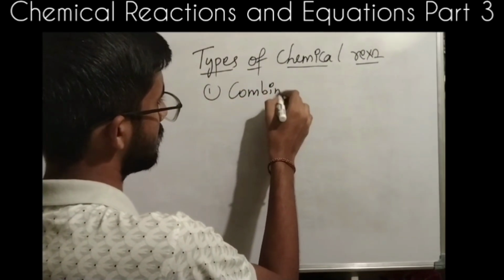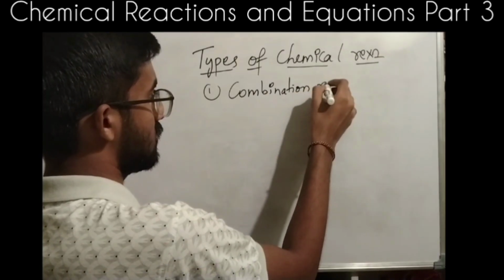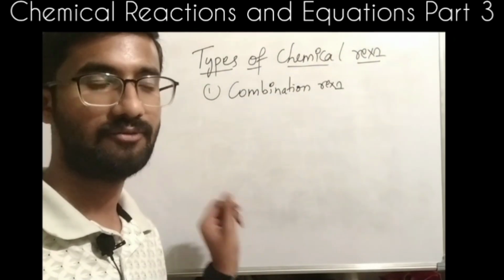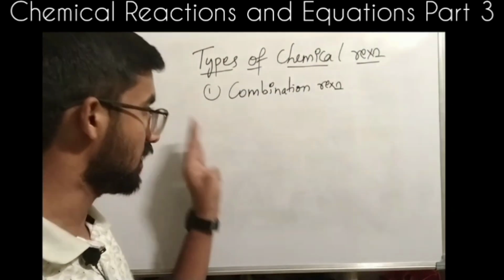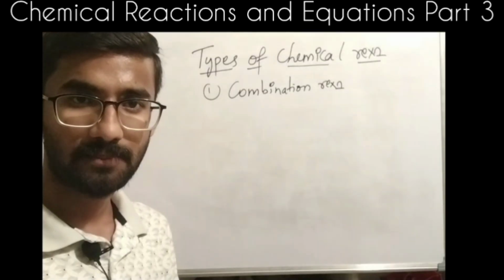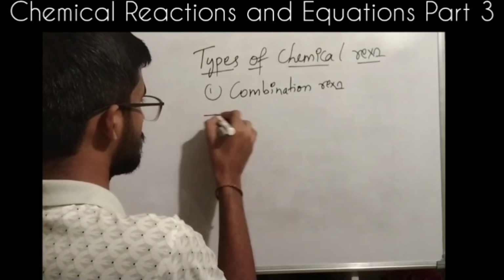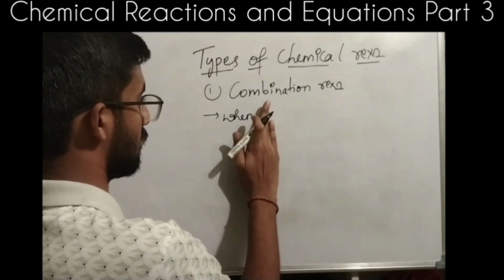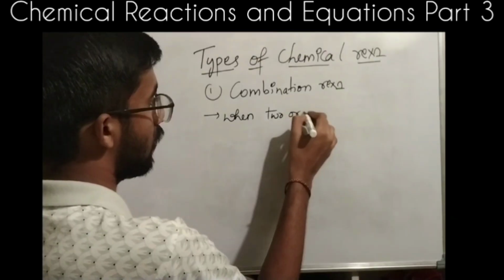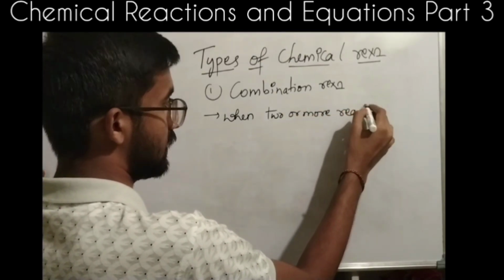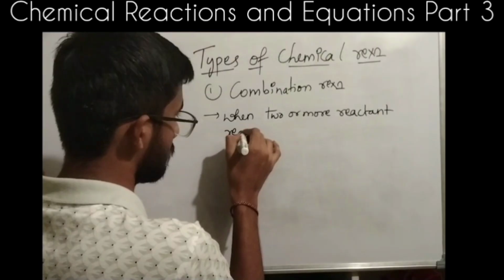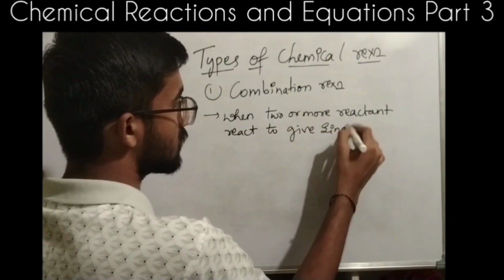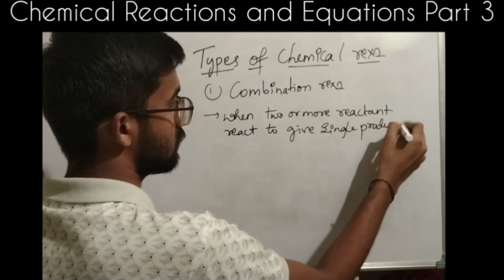Combination, the word only says combination. Something is going to be combined to form the product. Left side of the reaction or equation is called reactant and right side is called product. So, the definition for this is: when two or more reactants react to give a single product, it is called a combination reaction.